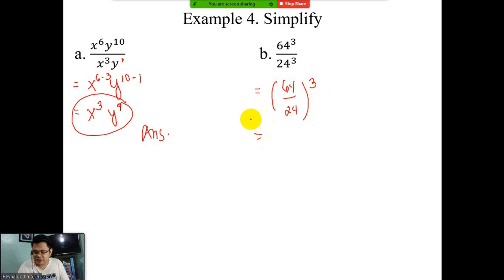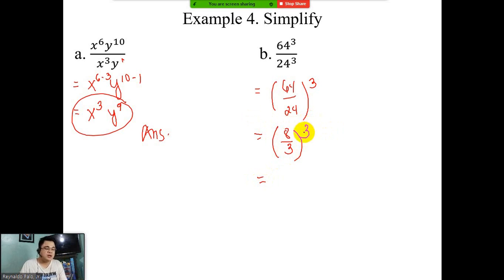64 over 24 is 8 over 3. Okay, so it's 8 over 3. Why? Because the common factor is 8. 64 divided by 8 is 8. Then 24 divided by 8 is 3. Okay, so the simplified form is 8/3 raised to the power of 3.